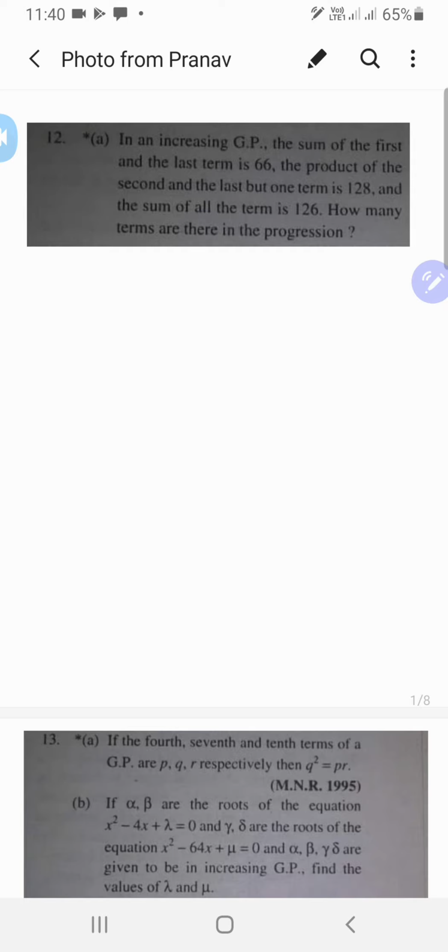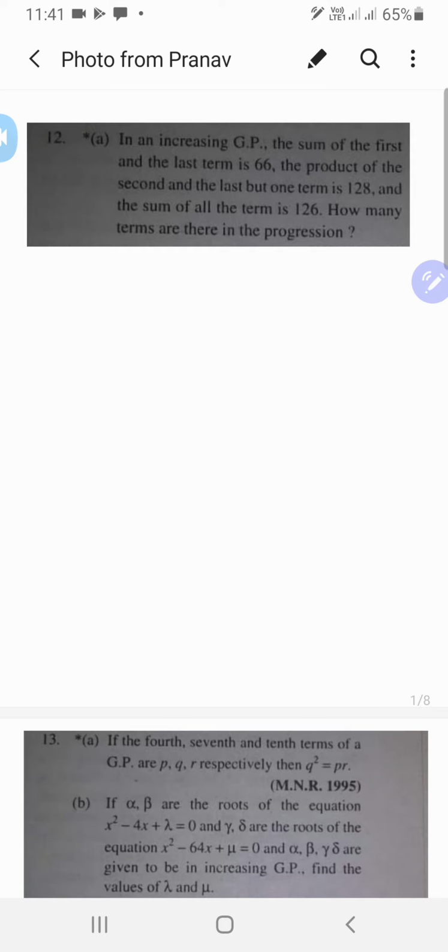So let's do this question first. In an increasing GP, the sum of the first and the last term is 66, the product of the second and last but one term is 128, and the sum of all the terms is 126. How many terms are there in the progression?